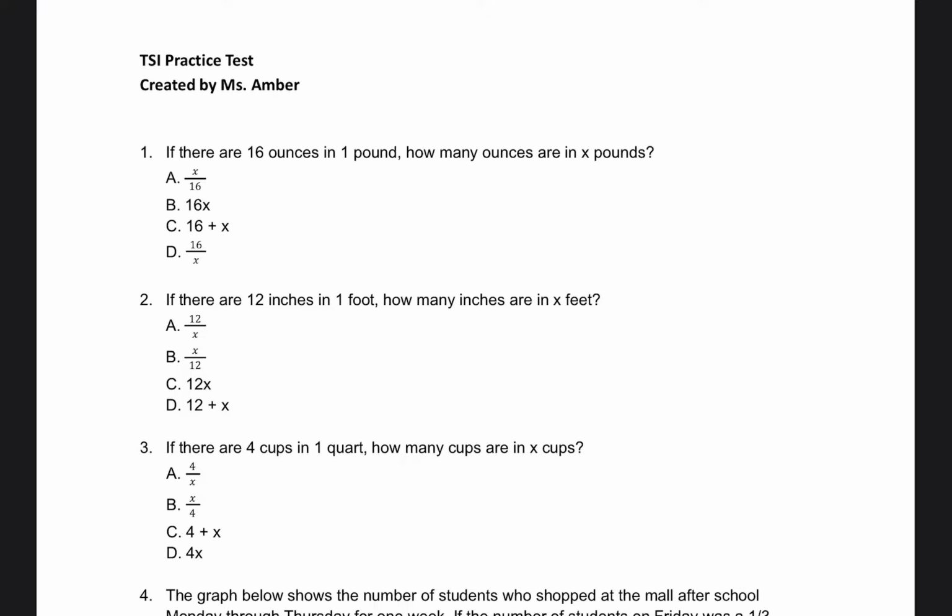Because I'm comparing ounces to pounds, I know that I'm going to set up a proportion. So I'm going to put ounces on the top and pounds on the bottom. Now with the proportion, there's always 2 fractions. So this one should also be in ounces and this should also be in pounds. The very first fraction in our proportion should be the information that we're given. So 16 ounces in 1 pound.